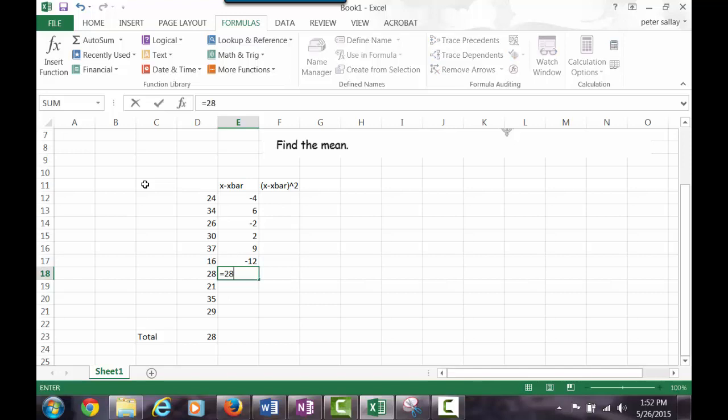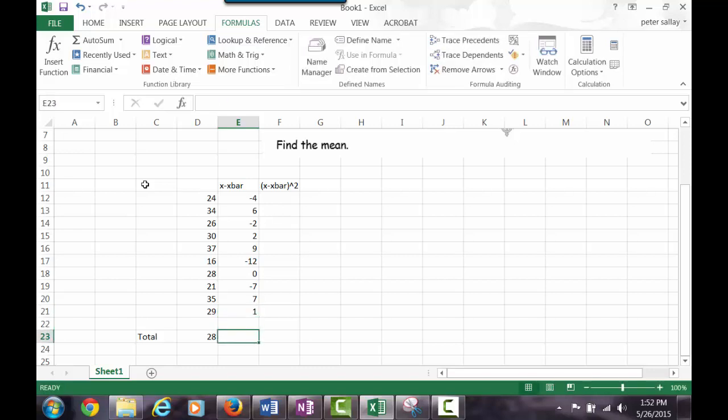Now, interestingly, when we get done, yes, I just realized that 28 minus 28 is 0. Yes, I understand that. I'm just trying to be consistent. 21 minus 28, 35 minus 28, and 29 minus 28.